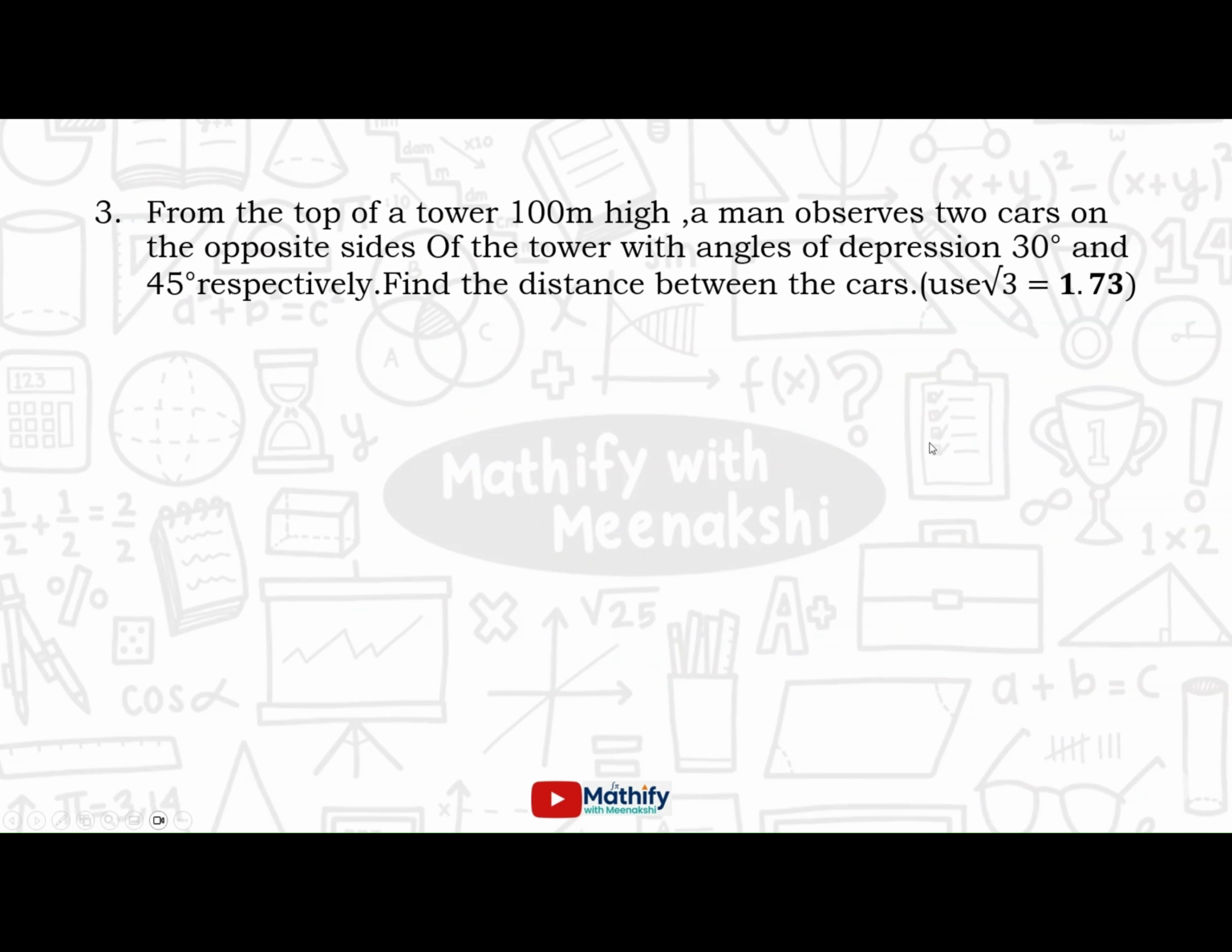Now let's move to the next question. From the top of a tower of height 100 meters, a man observes two cars on the opposite side. Just see this word carefully. In question number 2, the boat was on the same side of the lighthouse, but here it's on the opposite side of the tower, with angles of depression 30 degrees and 45 degrees. We have to find the distance between the cars. So let's draw the road first. We have a lighthouse whose height is 100 meters.